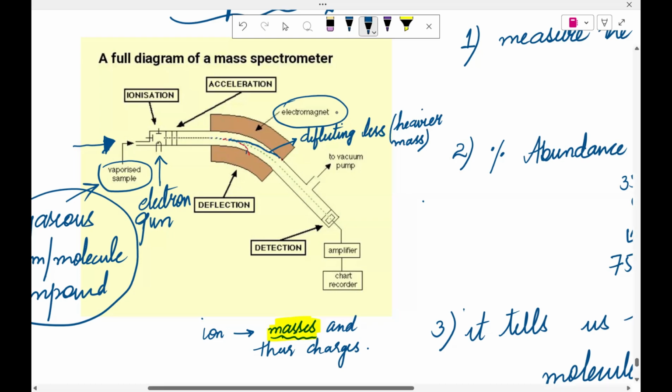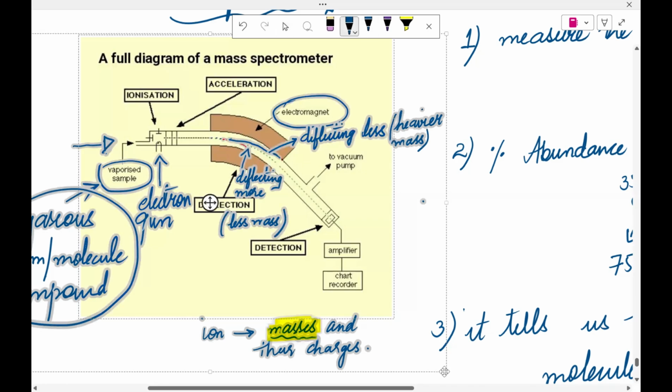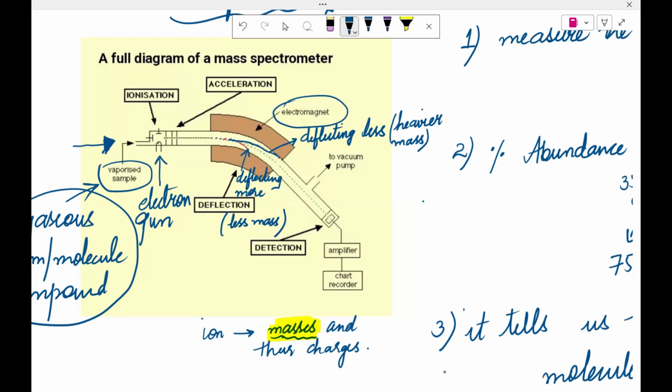And the one which is deflecting more, this is deflecting more, so it would be having less mass. So this is deflecting less, so it is having a heavier mass. And this is deflecting more, so it is having less mass. Now, we are not interested in this one right now, which is basically moving straight. So we are only considering this one, which is having a heavier mass, and the one which is having less mass. Is that clear, Sultan?